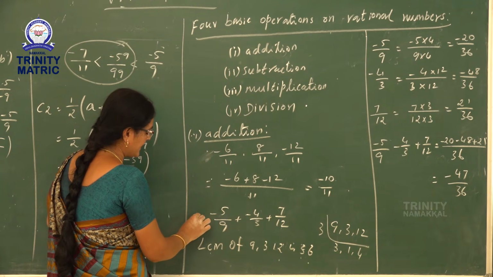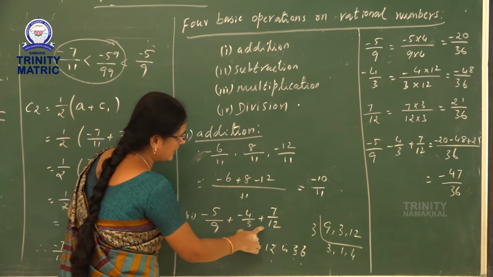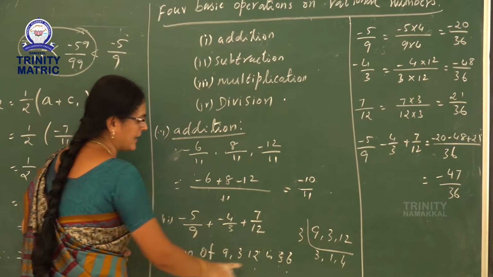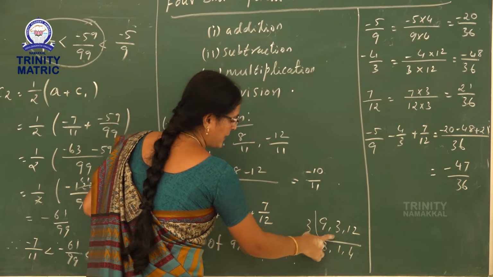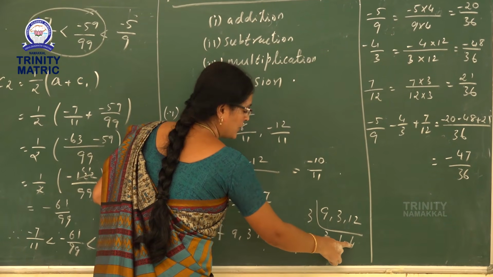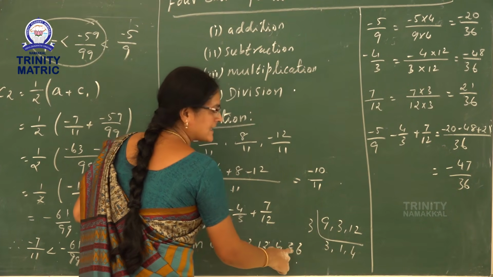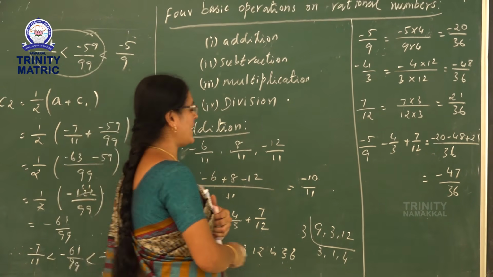Next sum, the denominators are different: 9, 3, 12. So we want to take the LCM of the denominators. 9, 3, 12 are divisible by 2, 3 times, 1 time, 4 times. You should multiply: 3 3s are 9, 9 4s are 36. 36 is the LCM.